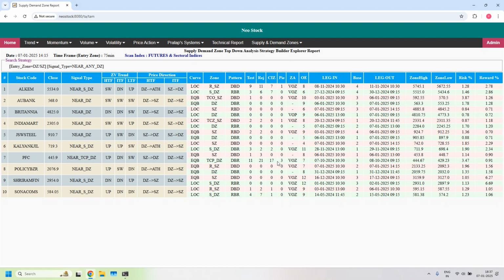This is a pierced zone. You can't use it. Sriram Finance, Sonacams. So total 4 high liquidity 75 minutes demand zones we identified from this list.